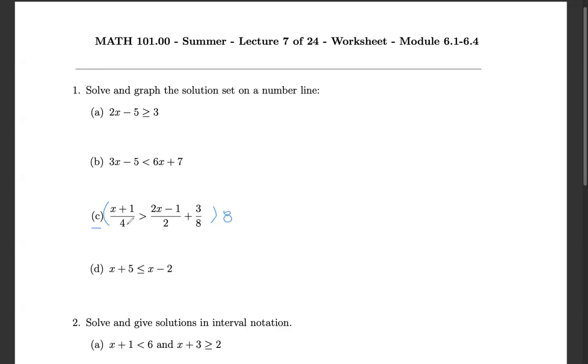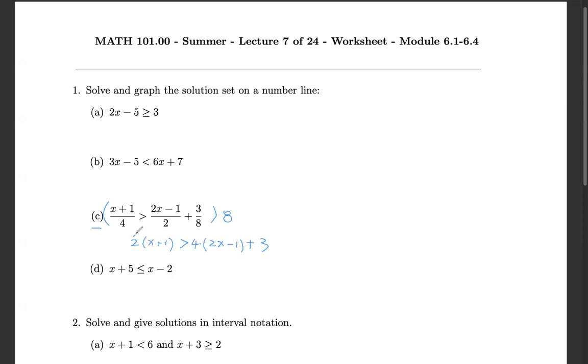x plus 1 divided by 4 multiplied by 8, we get 2 times x plus 1, right? Because 8 divided by 4 is 2, and we need to multiply by the numerator. Then the greater than sign, we just carry on. Now 8 divided by 2 is 4, so we have 4 times 2x minus 1. Then plus 3 divided by 8, multiplied by 8. 8 divided by 8 is 1, and 3 times 1 is just 3. So that's how we got rid of the denominators, by multiplying by the least common denominator.